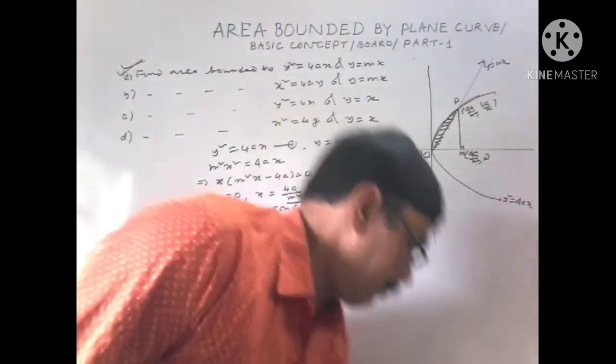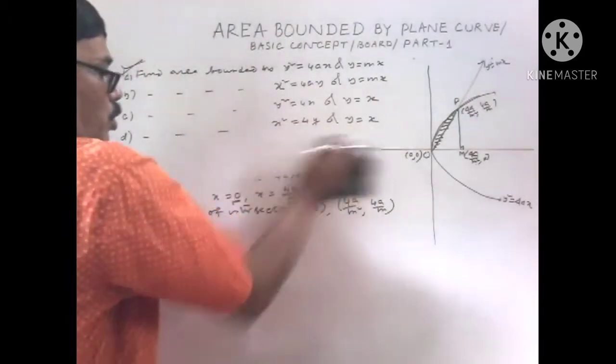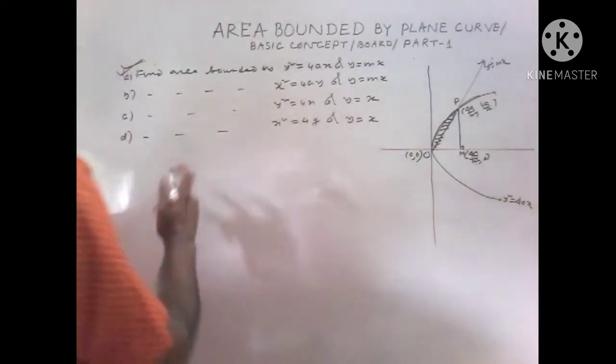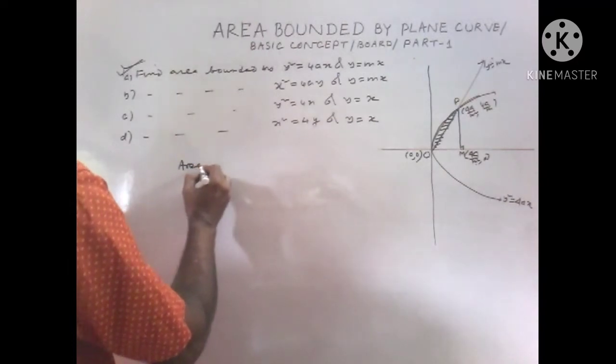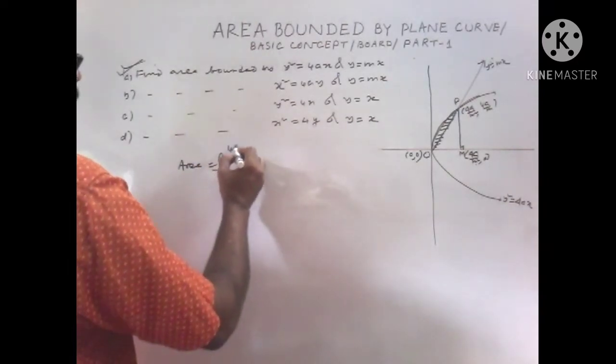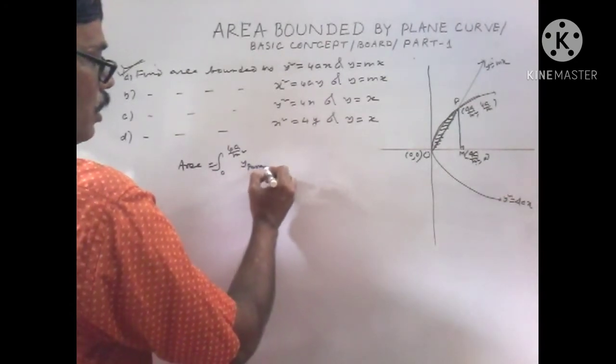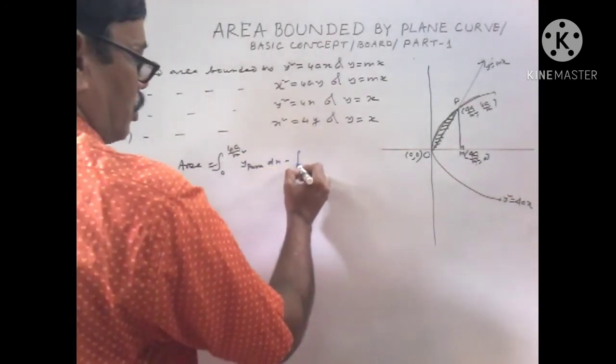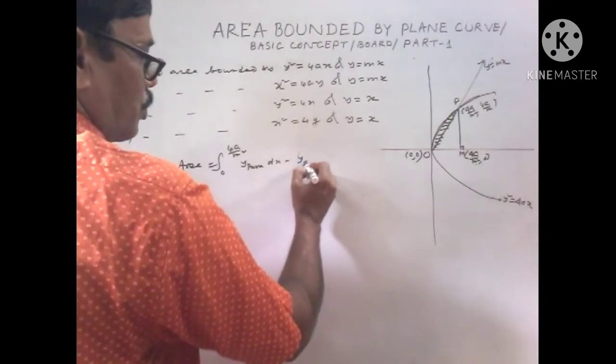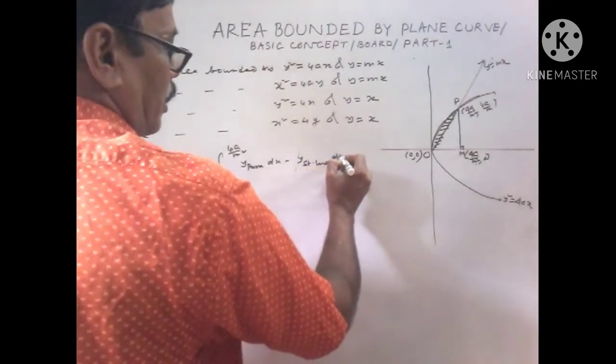So what is the area? Area equals the area from 0 to 4a by m square, y of the parabola dx minus y of the straight line dx.